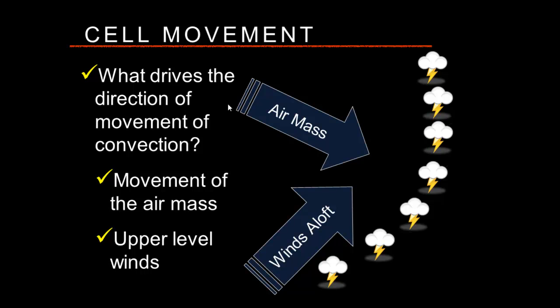So in many respects, what you end up with is the individual cells themselves will be a combination of the movement of that air mass as well as the winds aloft, although the winds aloft are probably more dominating in most cases. So when you are looking at the winds aloft to determine maybe how these are moving, again, it's going to be a combination of these two particular vectors that's occurring.